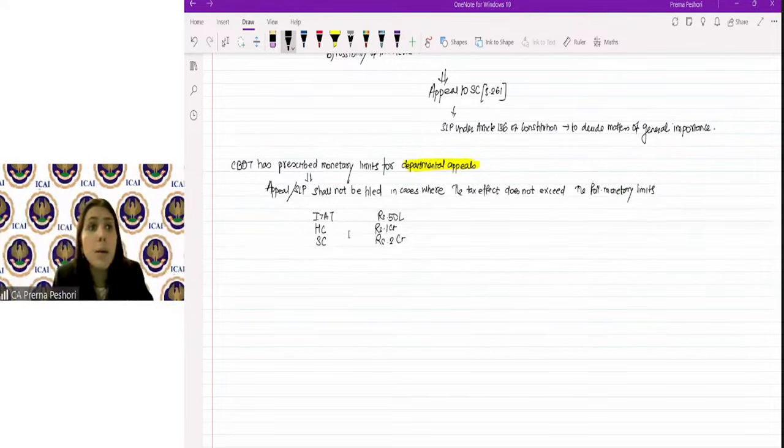Now you will ask me, ma'am, what is this tax effect? So tax effect is basically the tax on the disputed income. This is the tax on the disputed income. Or if the appeal is in relation to the penalty, then the penalty which is there. Okay. So this is the tax on the disputed income.